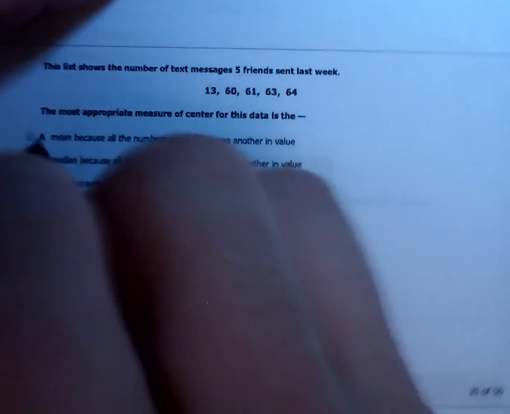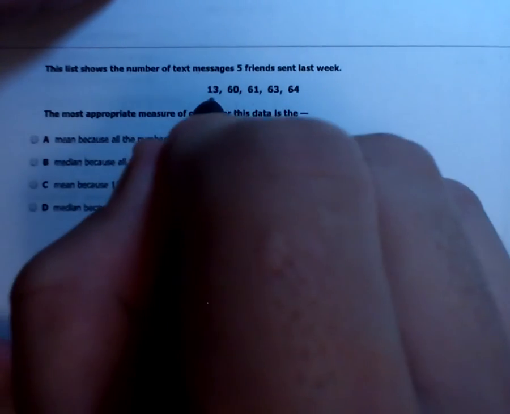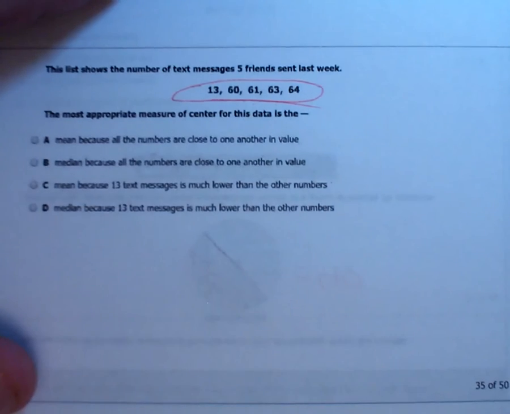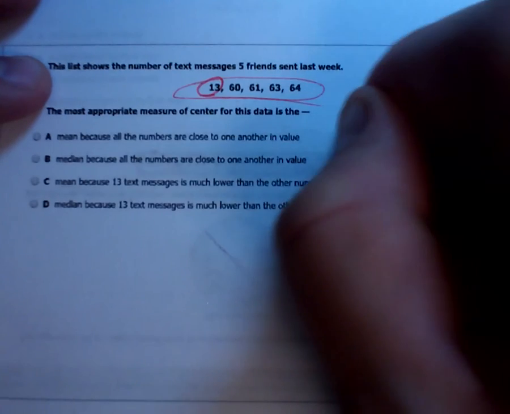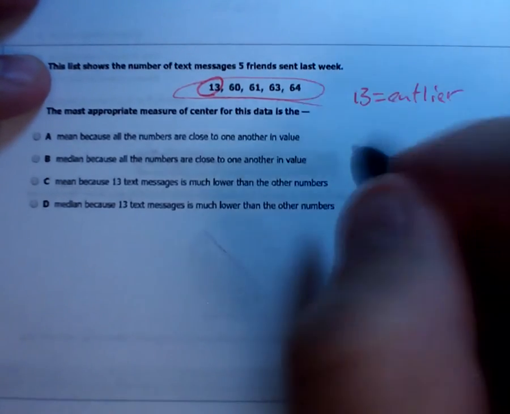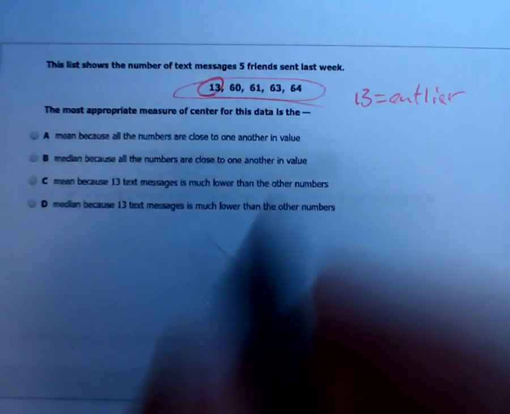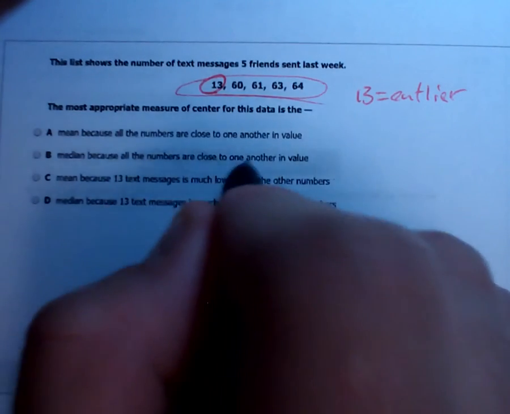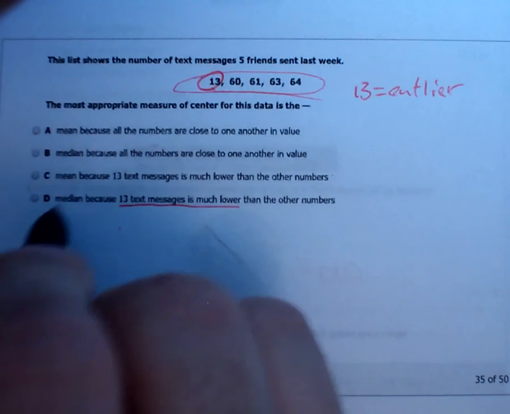All right. So mean because all the numbers are close to one another. Are there any outliers in here? Are there any numbers that are just drastically different than the others? 13. Outlier. 13 is an outlier. And if there's an outlier, you need to get to the middle of the road because there's an outlier. All right, so you're going to get to the median. So because of 13 is much lower, then you need median.